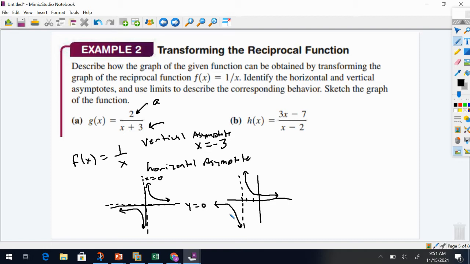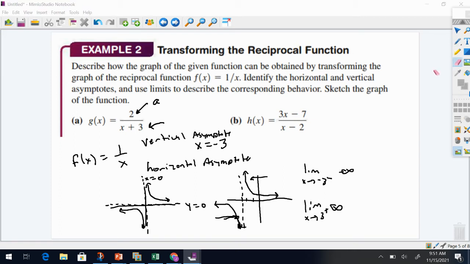Okay. So it says identify the horizontal and vertical asymptotes and use limits to describe the corresponding behavior. If it asks, and there is a problem like this on the homework, for the limit as x approaches 3 from the left, well, what's it doing? Right here, 3 from the left, the graph is going down, so that would be negative infinity. The limit as x approaches 3 from the right, what's it doing? It's going up to positive infinity. So take a look at those types of problems. We're definitely going to do a couple of those.